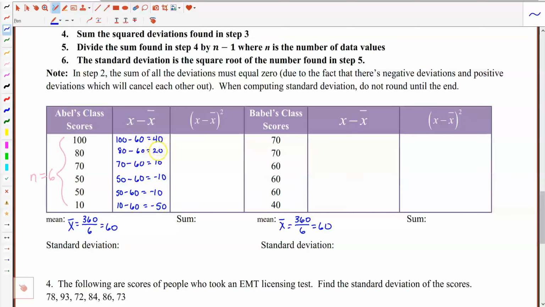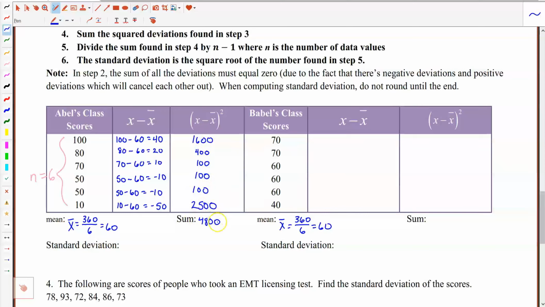So at this point in time, notice if you were to sum all these deviations up, they would sum to 0. Each one of these deviations, we're now going to go to the next step and we're going to square them. So 40 squared is 1600, 20 squared is 400, 10 squared is 100, negative 10 squared is positive 100, negative 10 squared is positive 100, and then negative 50 squared is 2500. So now we're on to the next step where we're going to sum these square deviations. So if we were to sum all these numbers up, they would sum to 4,800.